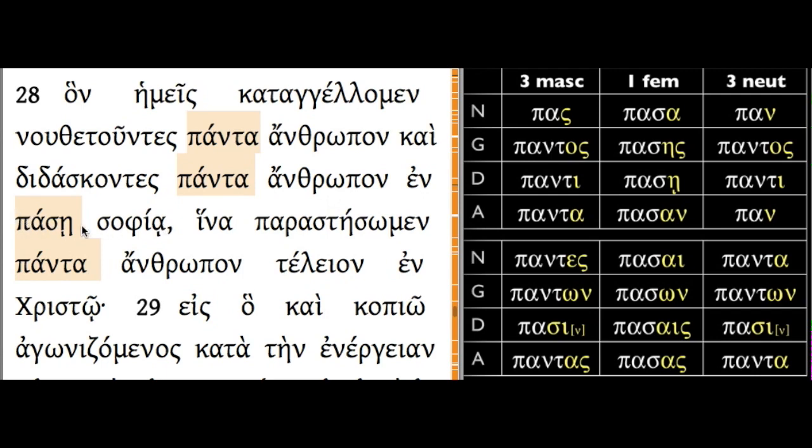But notice that here we have that we are warning and teaching all men in all wisdom. Pase sophia. So look at this combination. Notice how pas became pase, because this is the dative singular feminine form of pas. Pase sophia. So again, we're just morphing to match.